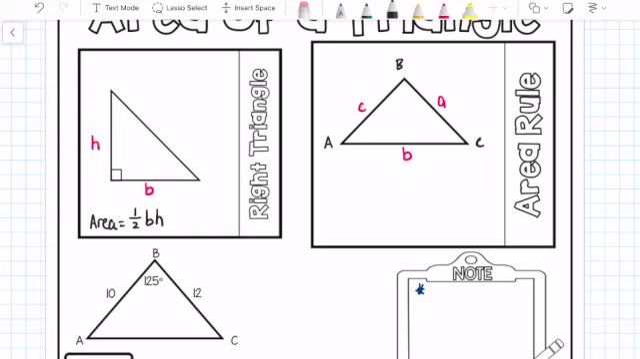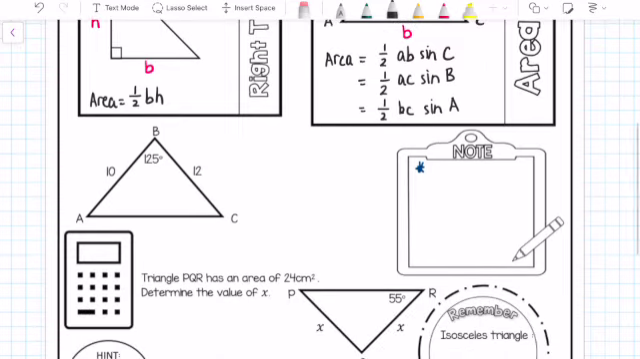And the area, now there's three ways we can write the area rule. We could say half ab sine C. We could say half ac sine B. Or we could say a half bc sine A. And it does not matter which one you do, and you don't have to do all three. You just do one depending on what you are given in your triangle.